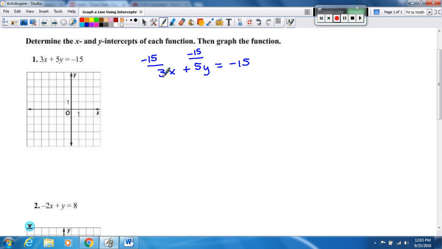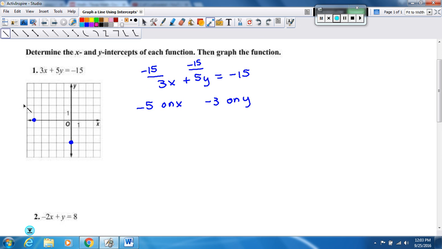Negative 15 divided by 3 is negative 5, and because that's stuck to x, that's on x. Negative 15 divided by 5 is negative 3, and because that's stuck to y, that's on y. So you draw a dot at negative 5 on x, 1, 2, 3, 4, 5, and negative 3 on y, 1, 2, 3. Those are your intercepts. So you draw your line. Two dots determine a line.